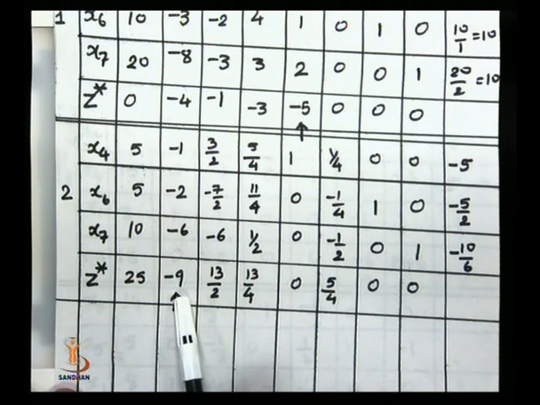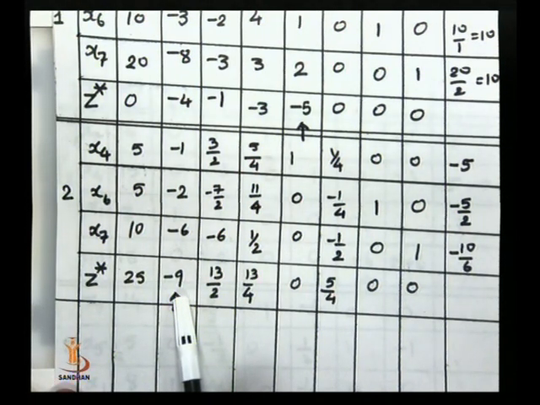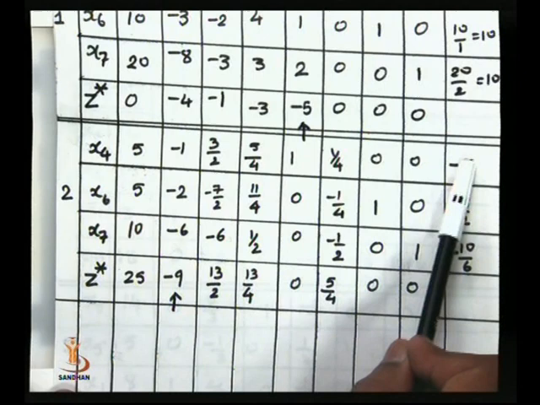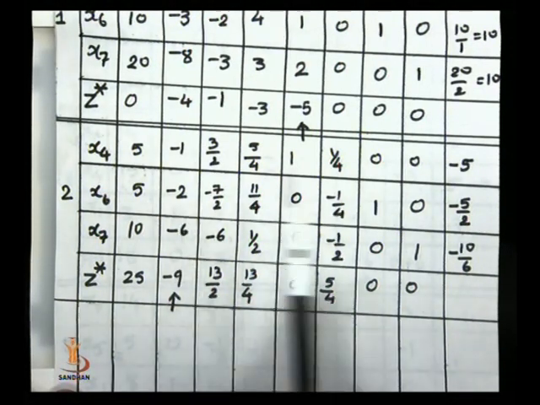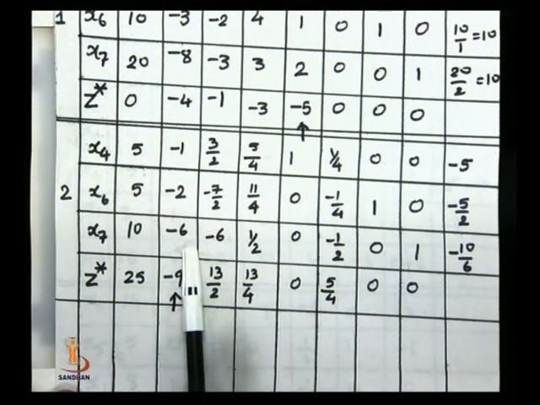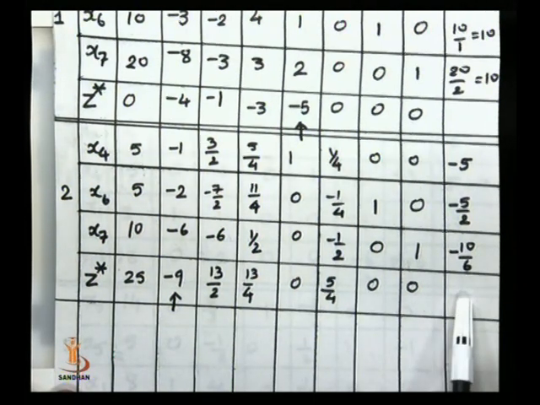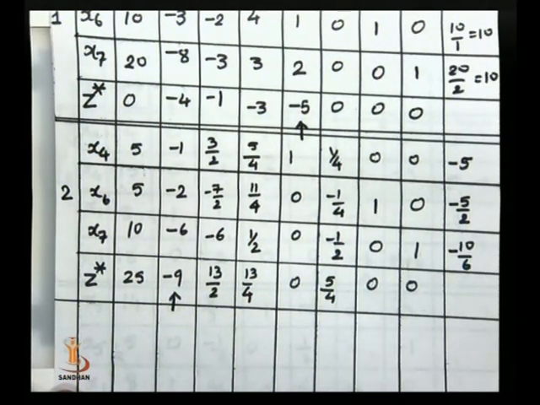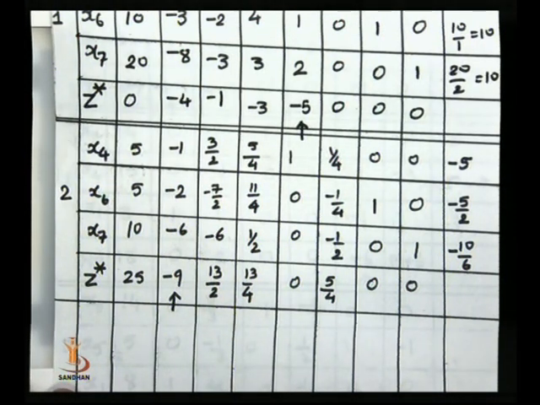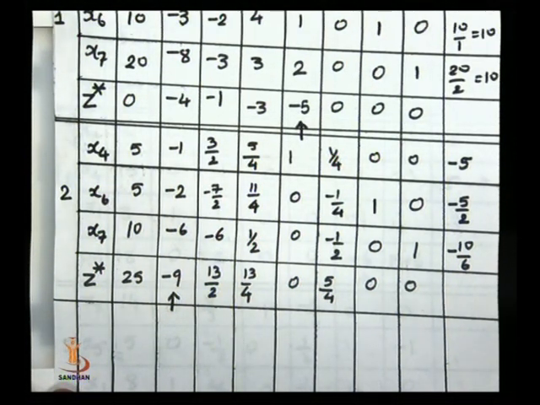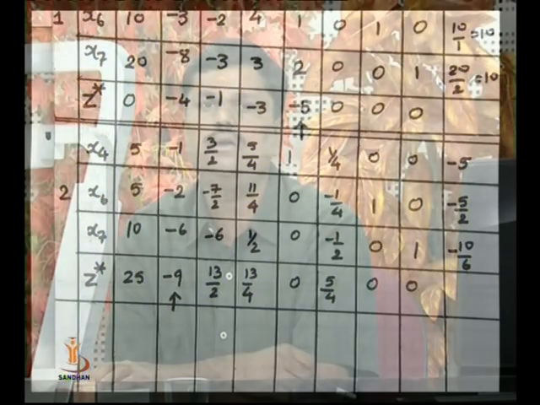And to determine the outgoing variable, we are finding the ratios. So 5 upon minus 1, that is minus 5, then 5 upon minus 2, that is minus 5 by 2, 10 upon minus 6, that is minus 10 by 6. All ratios are coming negative. So we cannot find the smallest positive ratio. Whenever we come across this situation, where all the replacement ratios are negative, then you always write your conclusion that the LPP has no solution. It has an unbounded solution. The solution does not exist in this case.